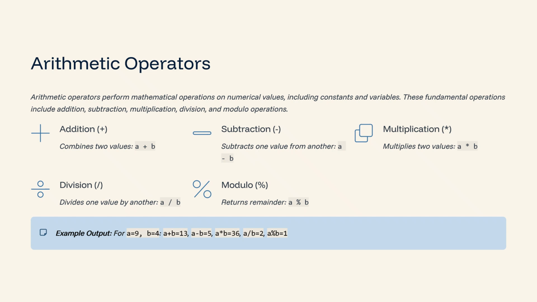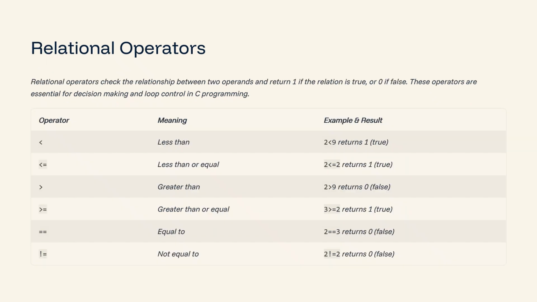Now, we will see the relational operators. Relational operators check the relationship between two operands and return 1 if the relation is true or 0 if false. These operators are essential for decision making and loop control in C programming. So relational operators are used to compare two values. If the result is true, it returns 1, and if its value is 0, it is false.